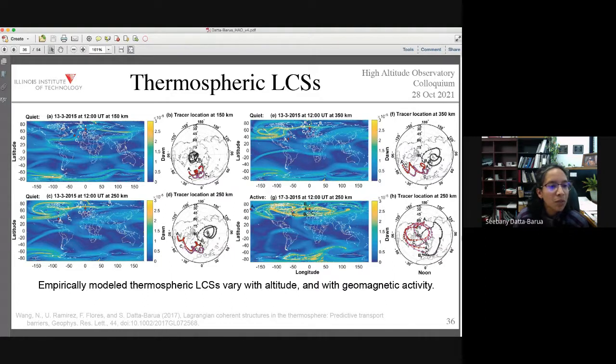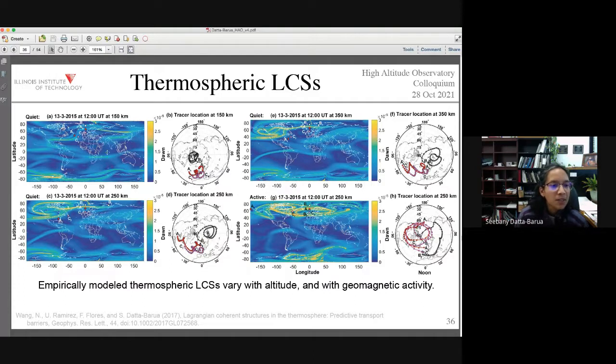in the thermosphere. So the upper left plot is sort of a Mercator projection of the FTLE map at 150 kilometers. Below it is 250 kilometers. And on the upper right, 350 kilometers on a geomagnetically quiet day. And there are tracers initialized, and how they travel is actually easier to see if you look at the North Pole plots.